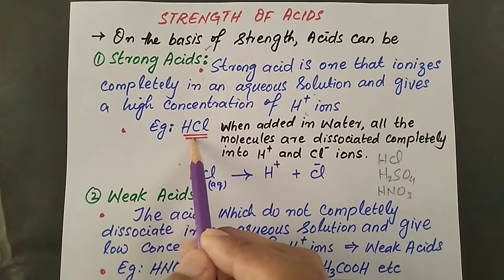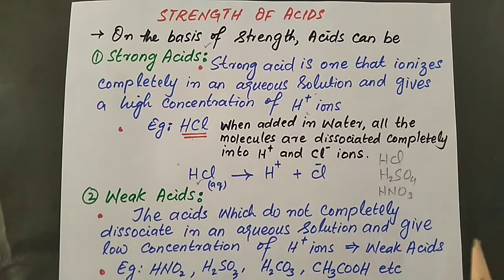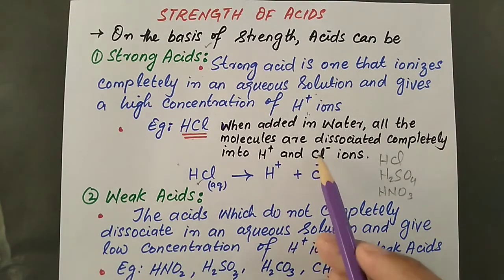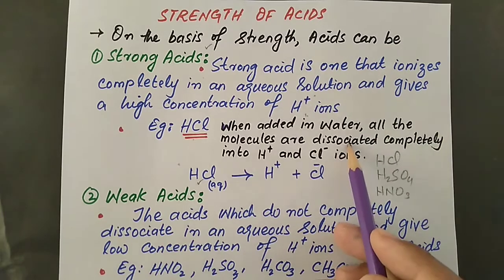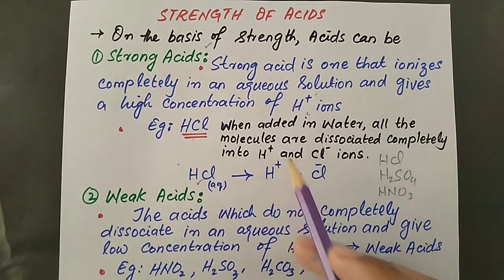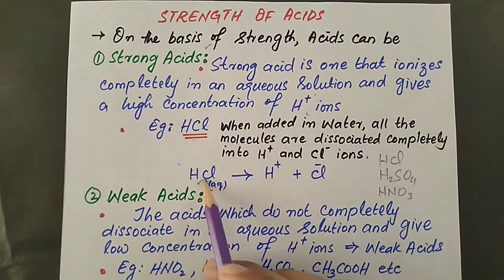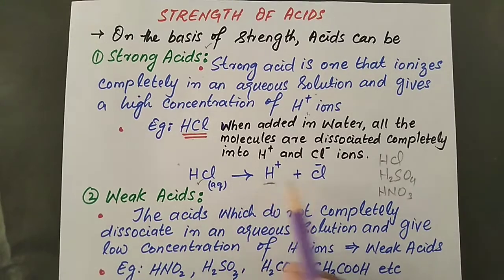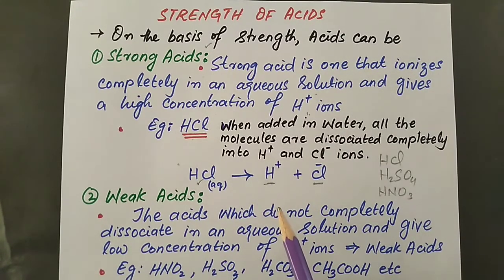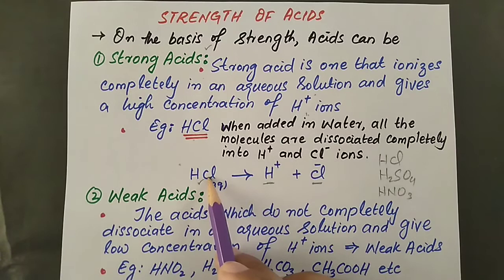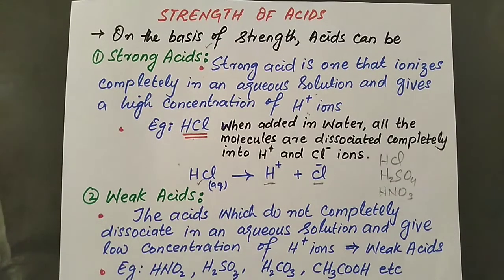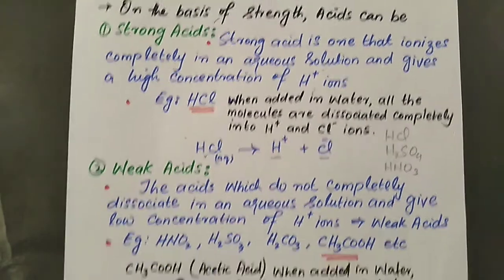When I add HCl into the water, it almost 100% gets ionized and dissociates into its respective ions. The hydrochloric acid dissociates completely into hydrogen ion and chloride ion. So HCl is an example of a strong acid.